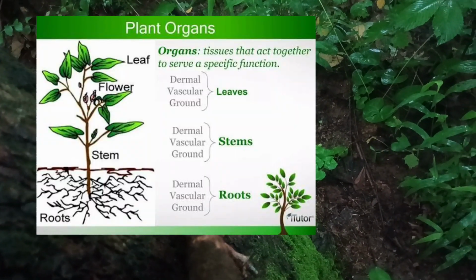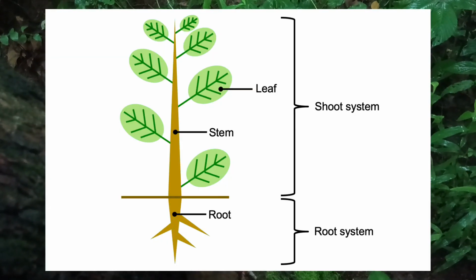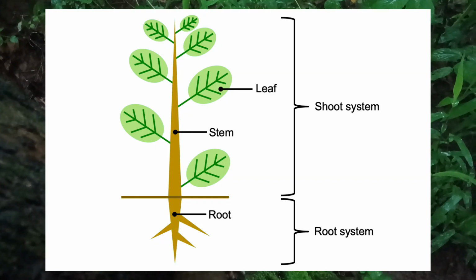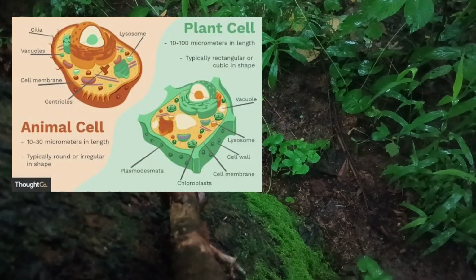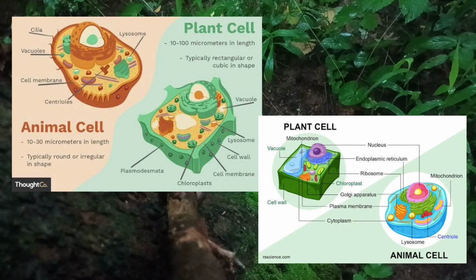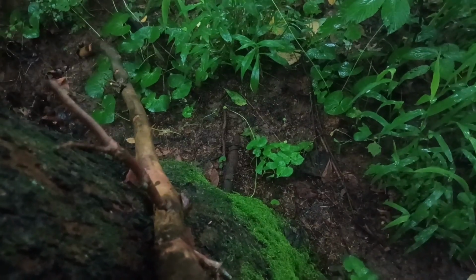Now, plant organs are structures composed of multiple tissue types that perform specific functions. Plants and animals both have organs, but plant organs are structurally and developmentally different from animal organs. This difference is due to independent evolutionary histories. Plant and animal lineages diverged over 1 billion years ago.